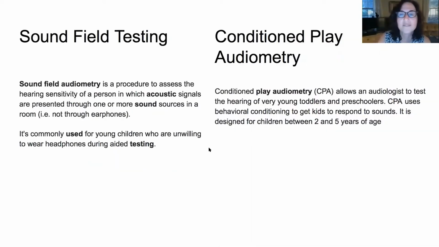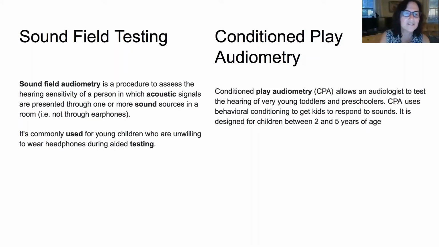So how do we test kids? Besides the ABR, or otoacoustic emission testing, where the children don't really participate, at some point you begin to test children. We test kids as young as 10 to 12 months with sound field testing. And as they get a little older, around age 2, we do conditioned play audiometry.